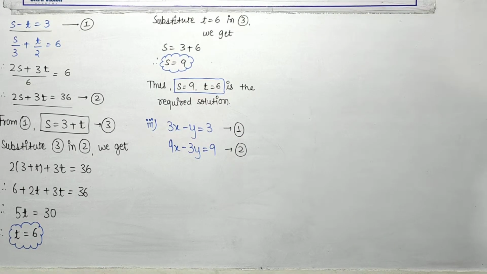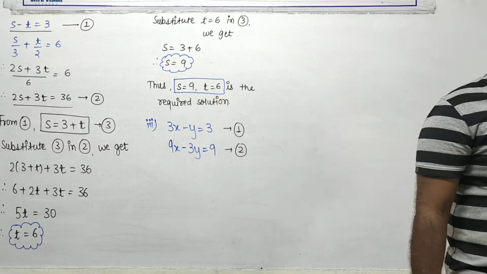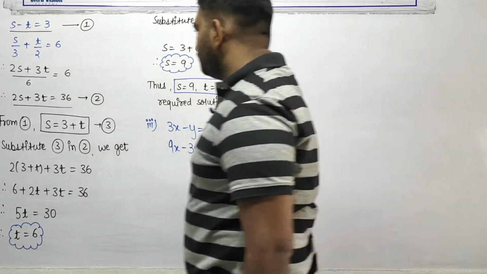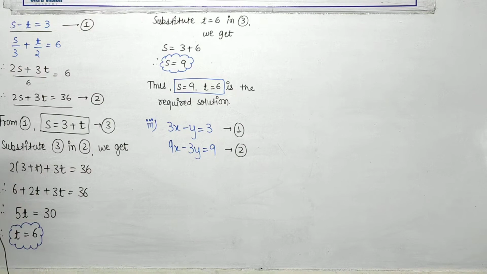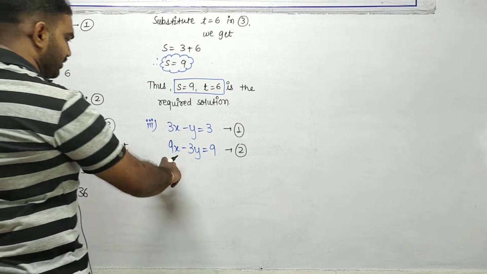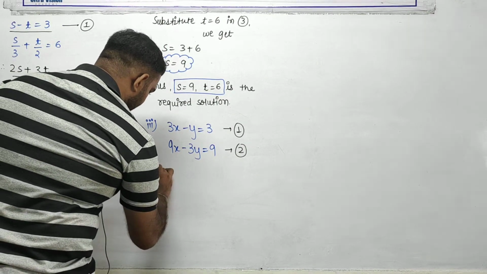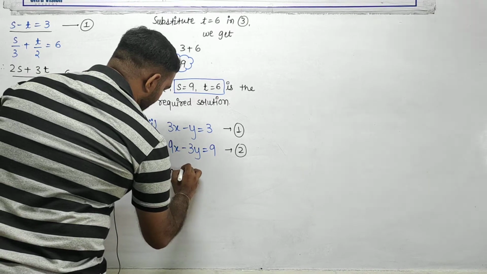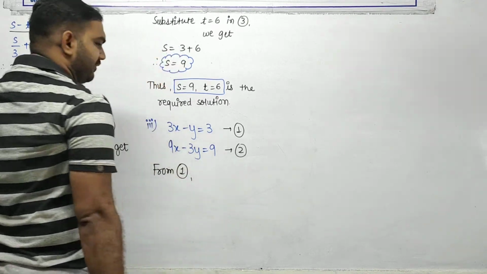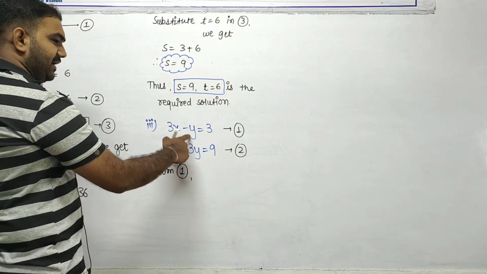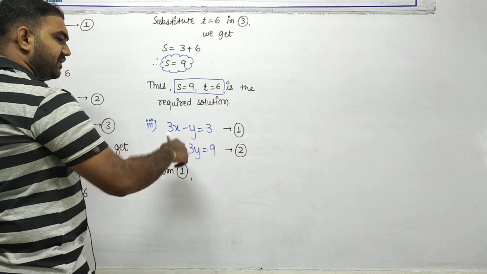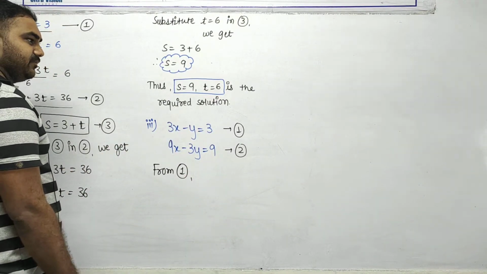Now, we will try to solve them, again by substitution only. So, how shall we solve them? From 1, I will write down this y. I will shift the value 3 to the other side. Right?